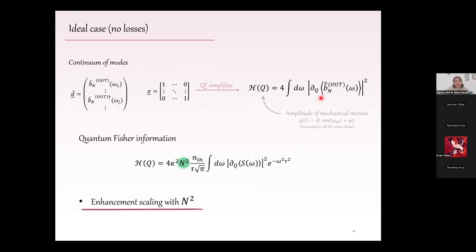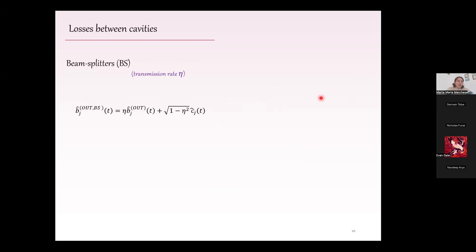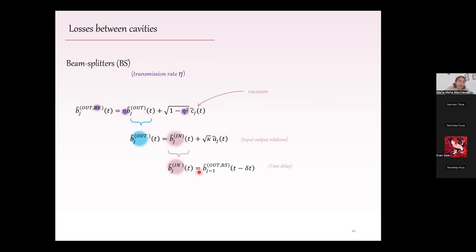So what we would like to do is also to include losses between cavities to make the scenario a little bit more realistic. And for doing that, we need to include losses that can be modeled by a beam splitter. So in this case, the output field has to be reshaped as the output field damped by this eta, and we need to combine it with some vacuum field. Again, by using the input-output relations for the output field and combining with the time delay that will use the input field as the one of the previous cavity shifted in time, we're able to obtain a recursive relation also in the dissipative case.